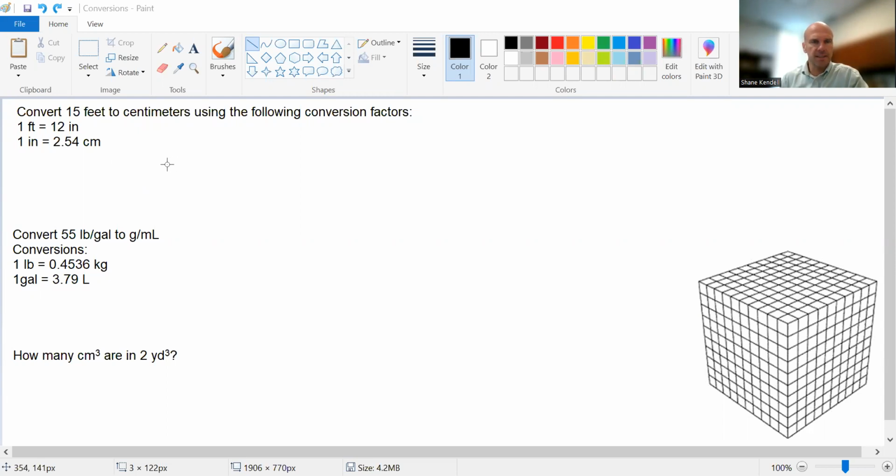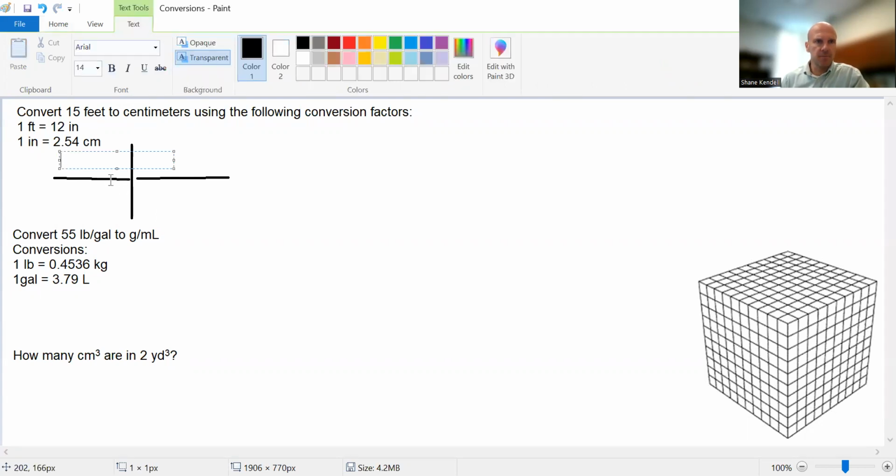The way I like to set this up, and you would do this via a handwritten method rather than a computer method, is with a series of bars that show us where the denominator and numerator are going to be. So I go to the original question and look at what I've got, and it's 15 feet. Now the 15 feet will go here.